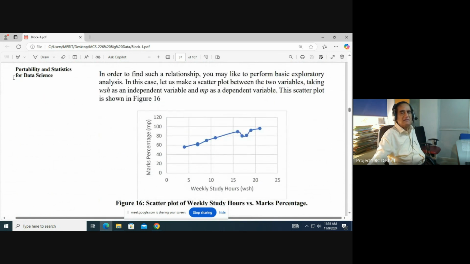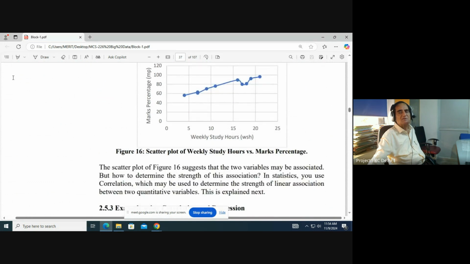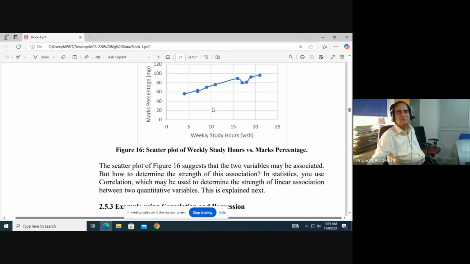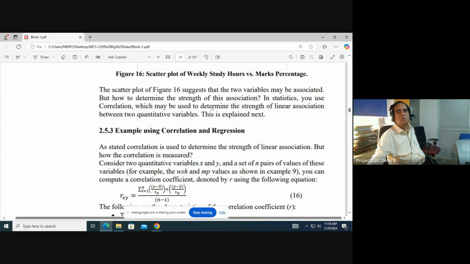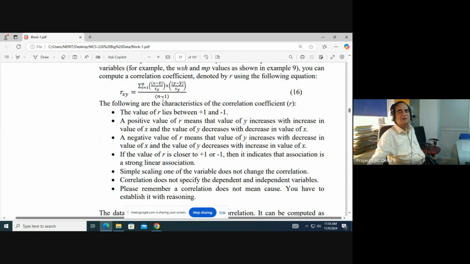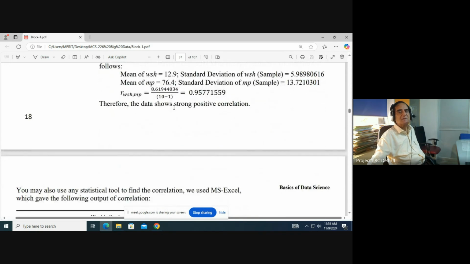And that's a scatter plot of weekly study hours. कैसे कैसे वीकली स्टडी आवर्स, कितने स्टडी करते हैं, और कितने मार्क्स परसेंटेज. ये Y-axis में है, X में number of study hours है. This is the marks, this is the study hours. So you can see that example using correlation and regression. So correlation and regression से भी आप कर सकते हो.